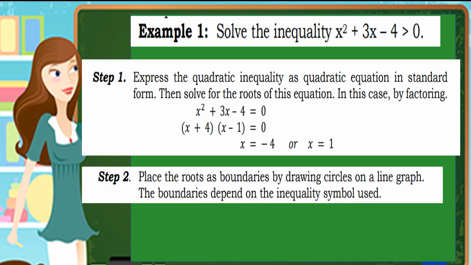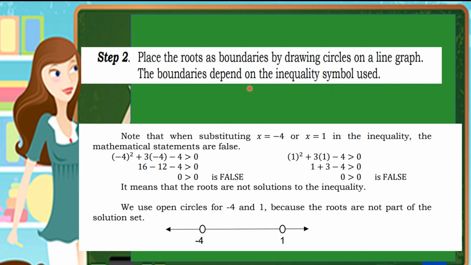Next, place the roots as boundaries by drawing circles on the line graph. The boundaries depend on the inequality symbol used. So, ano ba yun? Paano yung ginagawa? So, sabi nga, place the roots as the boundaries by drawing circles on the line graph. Ito yung number line natin. Ilalagay ko si negative 4 at saka si 1. Ma'am, bakit po ang ginamit ninyo ay circle?